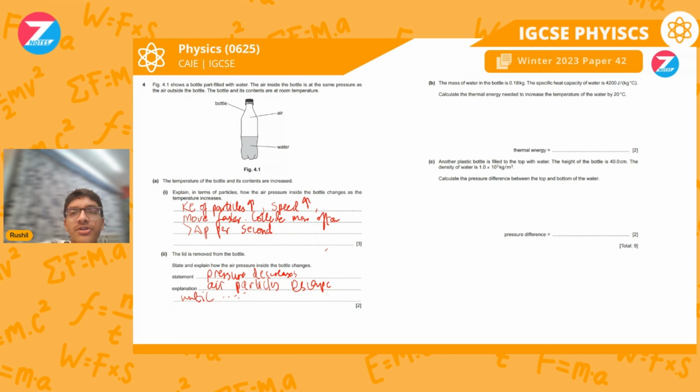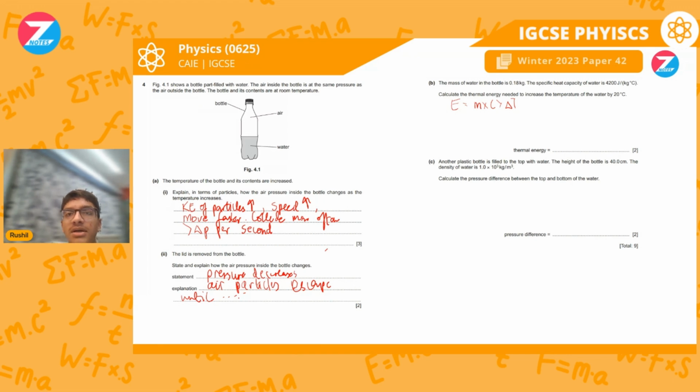The mass of the water in the bottle is 0.18 kgs. The specific heat capacity of water is 4200 joules per kg per Celsius. Calculate the thermal energy needed to increase the temperature of the water by 20 degrees Celsius. Now, we know the formula that energy is equal to mass into specific heat capacity into change in temperature.